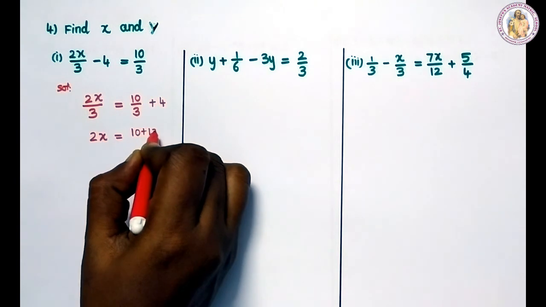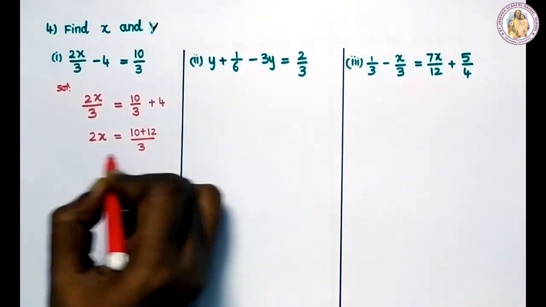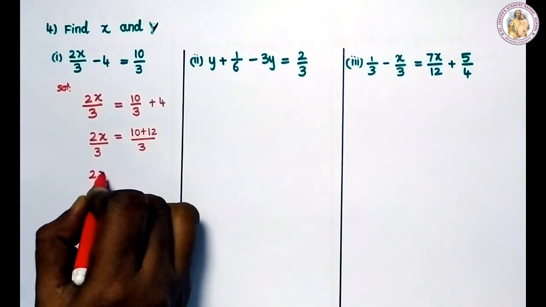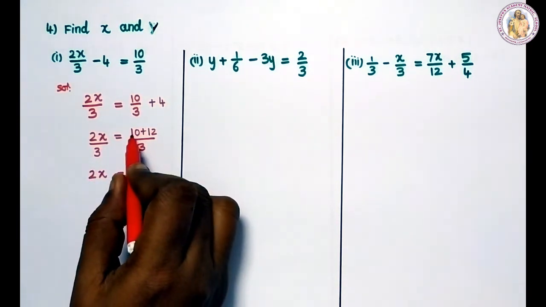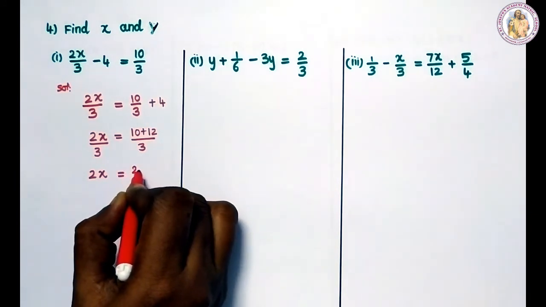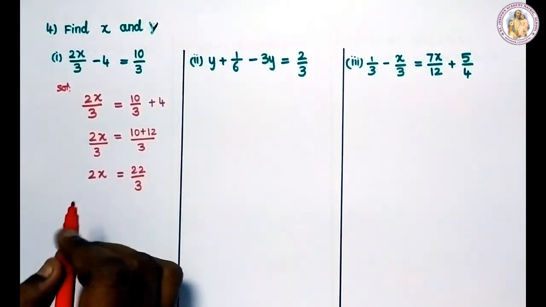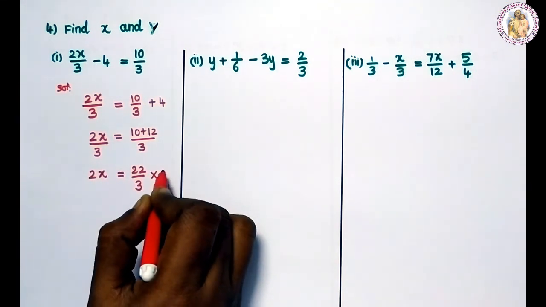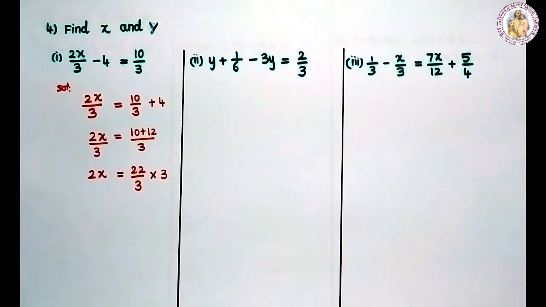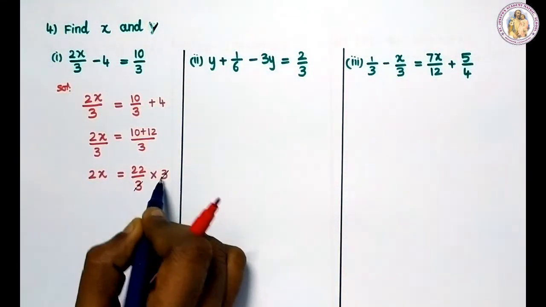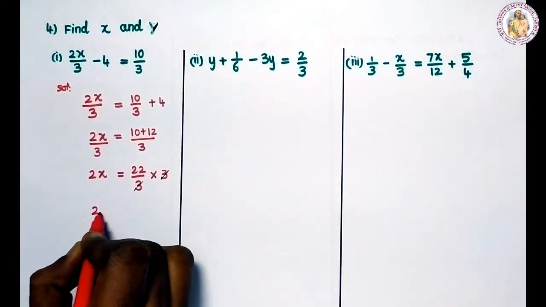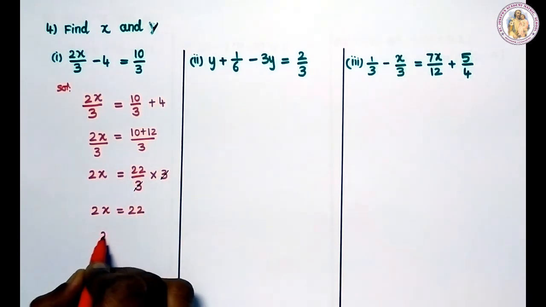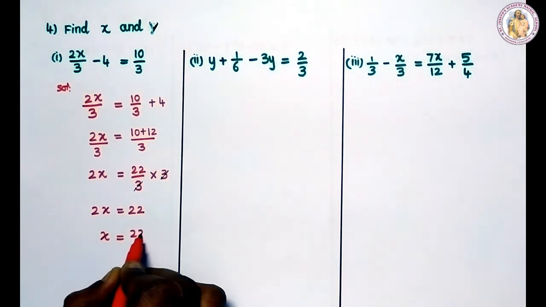Ten plus 12 divided by 3. Here also 3. And then next step, 2x equal to 22 by 3. Here 3 is in division form. Bring this side means multiplication. Now 3 cancelled. 2x equal to remaining number is 22. Again x equal to 22.